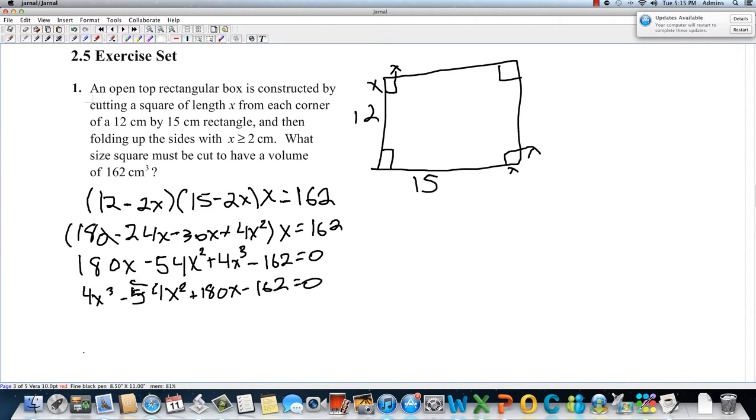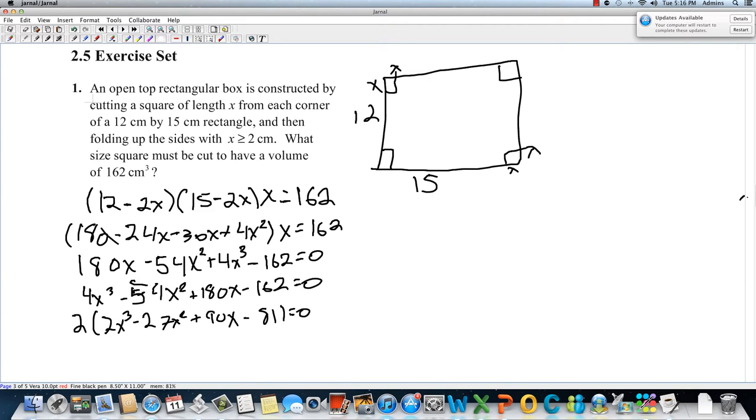Now to make the numbers easier to work with, we are going to factor out a number that can be taken out from all these terms. So we'll do 2. We're left with 2x cubed minus 27x squared plus 90x minus 81 all equals 0. And now we are ready to get factors from our last term, negative 81, and our first term of 2, and set up for our synthetic division.